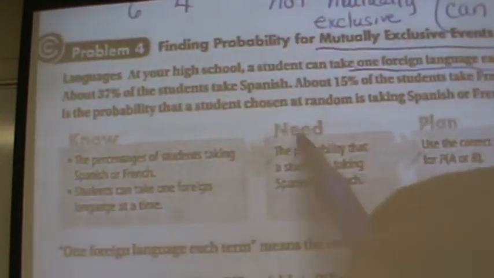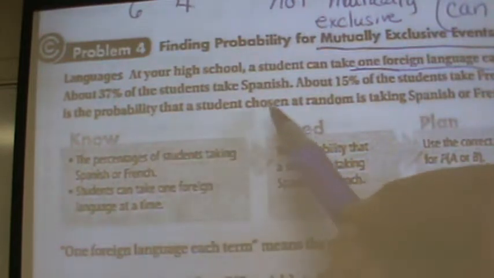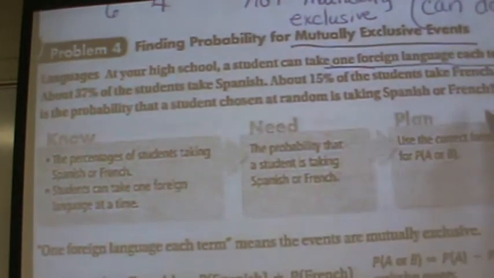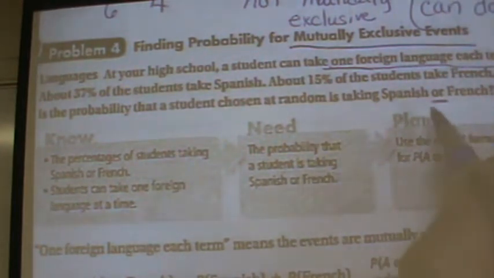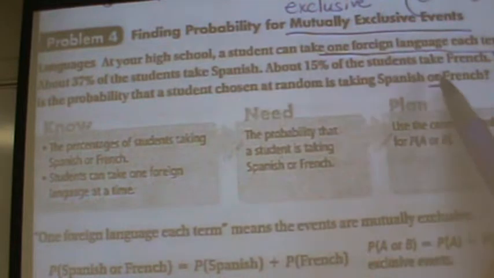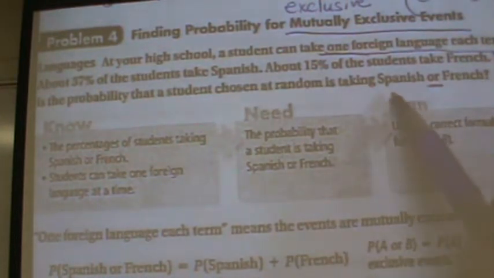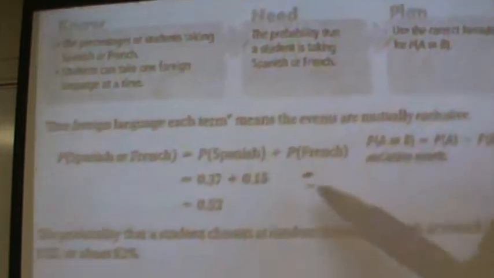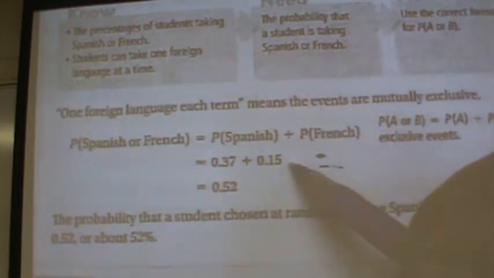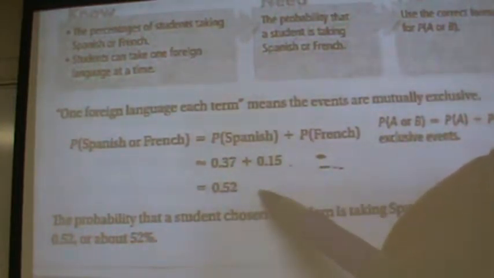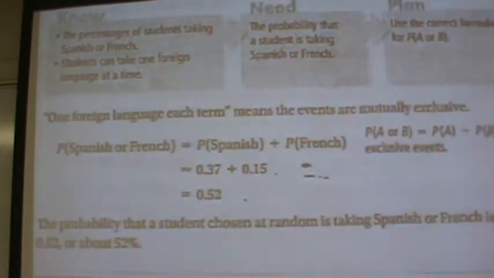Now, they tell you this is an experimental probability because they said 37% of the students take Spanish and about 15% of the students take French. So what's the probability that a student chosen at random is taking Spanish or French? When you're doing a mutually exclusive probability, you add the two individual ones. The probability of Spanish, which they gave you, is 0.37, and the probability of French is 0.15, so the probability of taking Spanish or French is 0.52, 52%. So flip it over.